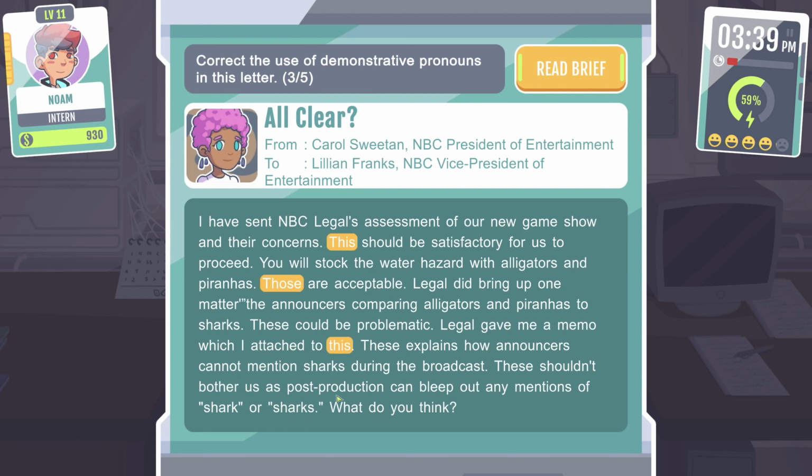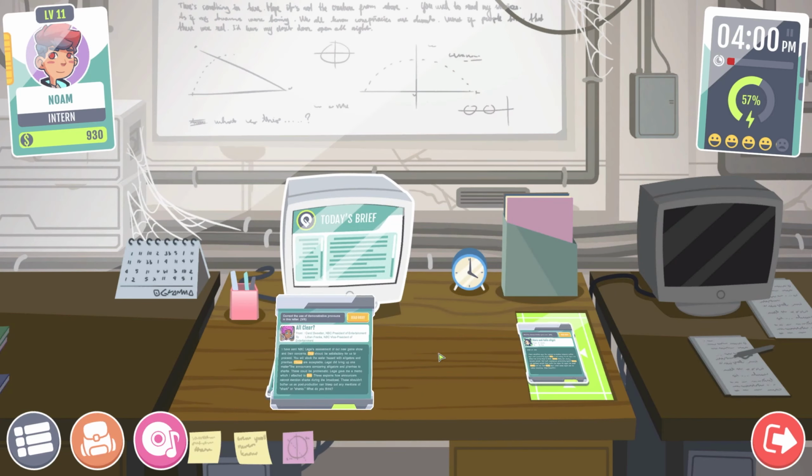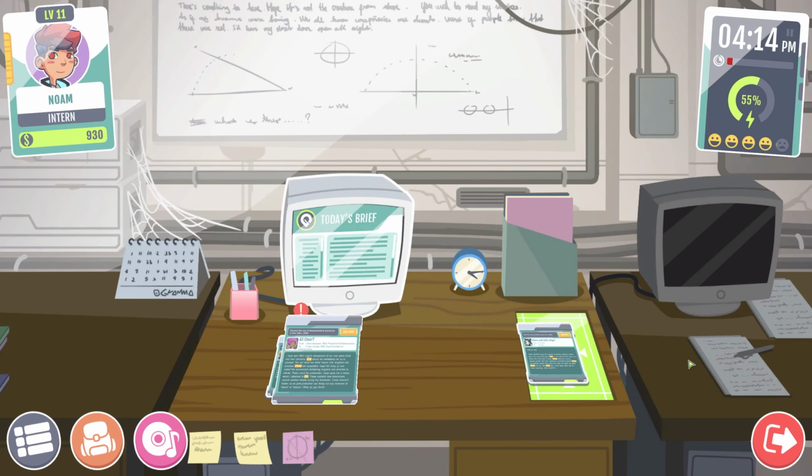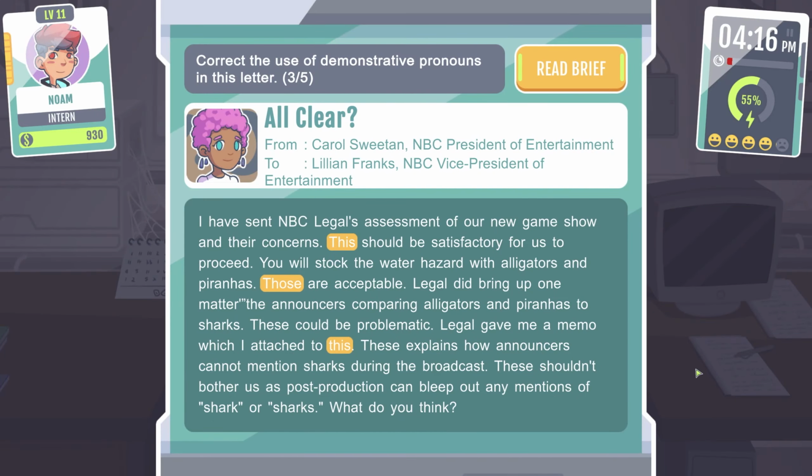I'm confused. What? These explain... There's no way this is right. These explains how announcers cannot mention sharks during the broadcast? I mean, if anything, this seems like it should probably be correct. Really? These explains how announcers cannot mention sharks in the broadcast. These shouldn't bother us? What? Okay, let me get a different one.